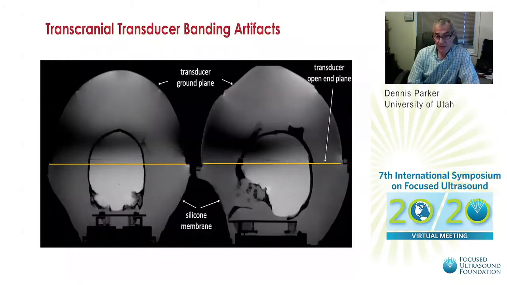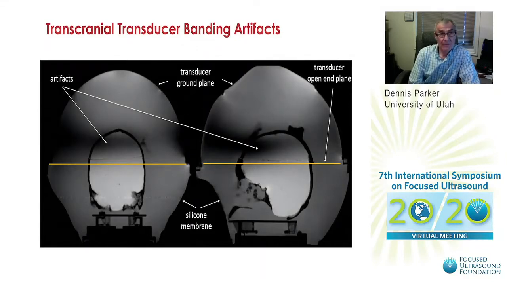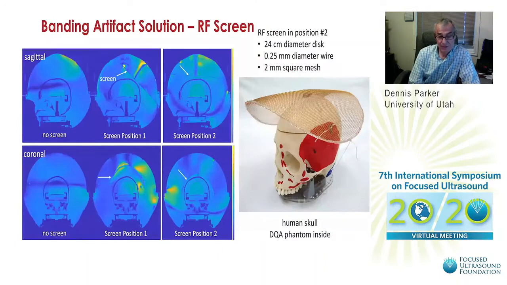Finally, I would just like to mention the banding artifact in brain treatments that causes a reduced measurement accuracy at the focal position. Rock Hadley at the University of Utah, Will Grissom at Vanderbilt, and others have studied methods to move this artifact. Rock has used a conductive screen that is highly ultrasound transparent to move this artifact away from the focal position.